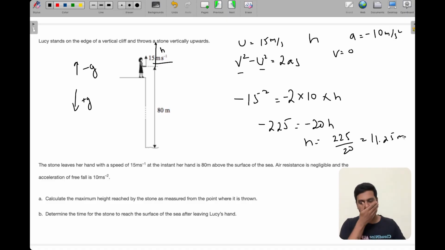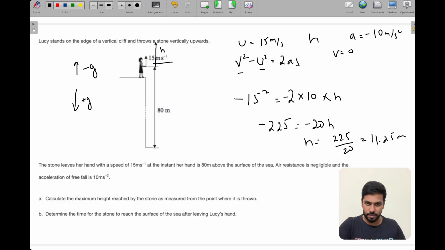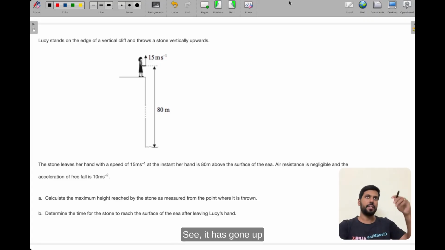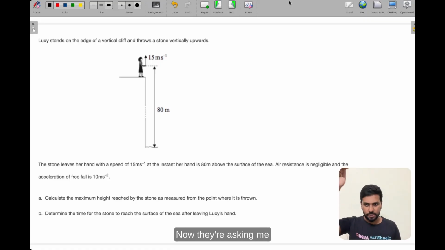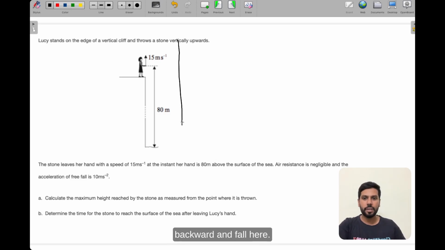Now determine the time for which the stone reaches the surface of the sea after leaving Lucy's hand. Look what they're asking. I'll just erase everything. Now they're asking me, when will it reach back? It has gone up and reached the topmost point from Lucy's hand. Now they're asking me, determine the time taken for the stone to reach the surface of the sea. They are asking us the total journey, time taken to come backward and fall here.